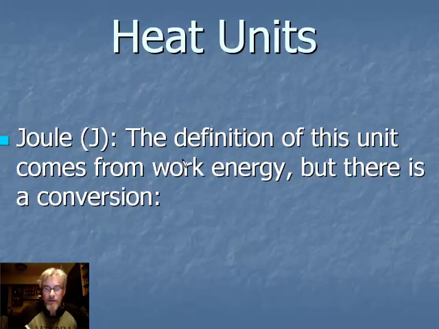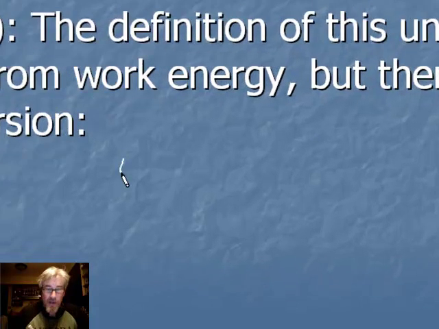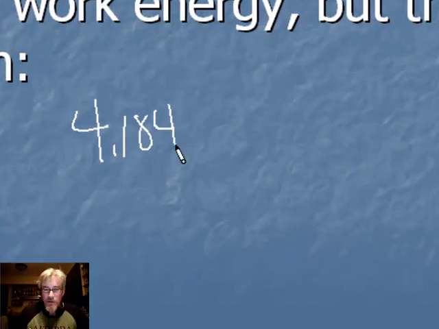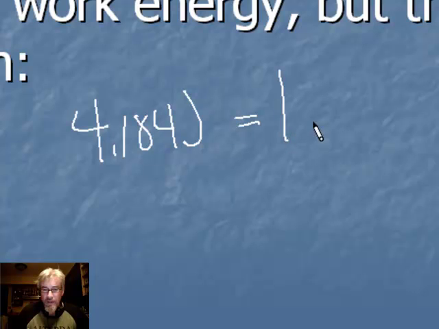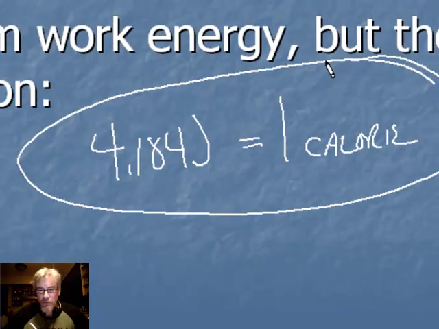Another unit of heat energy that's fairly common is the joule. The definition of this unit is more suited to physics, but it's a commonly used unit, and there's a conversion. 4.184 joules is the same thing as 1 calorie, 1 little c calorie. So that's a conversion factor that you could use in proportional thinking to go back and forth between these units.